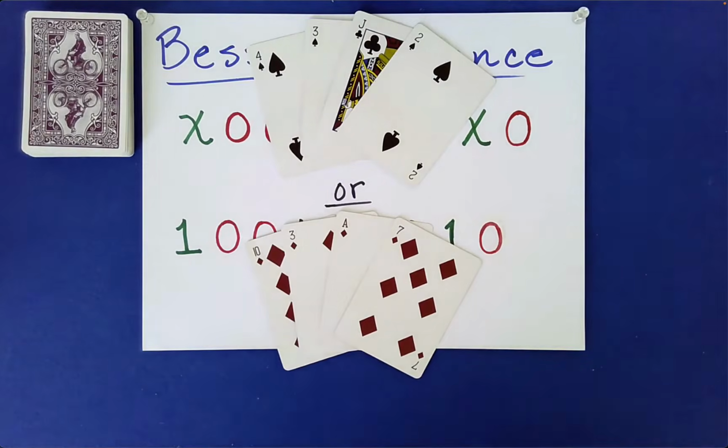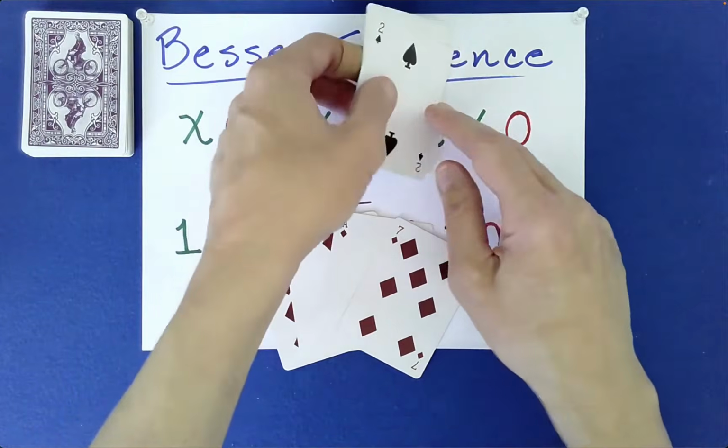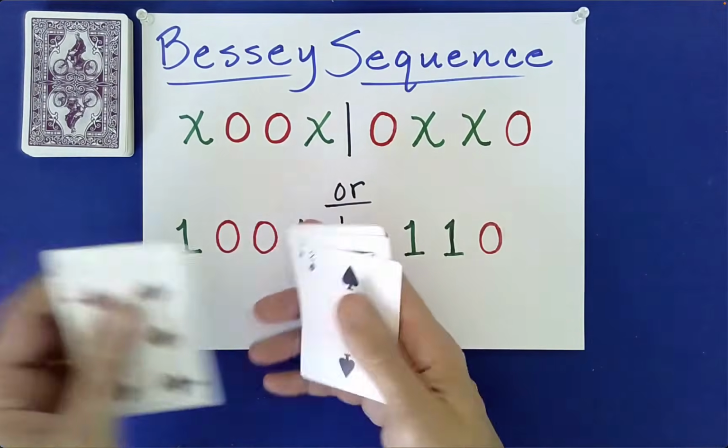Okay, so how did we keep that crazy Jack of Clubs away from all of these diamonds? So how did we do that?